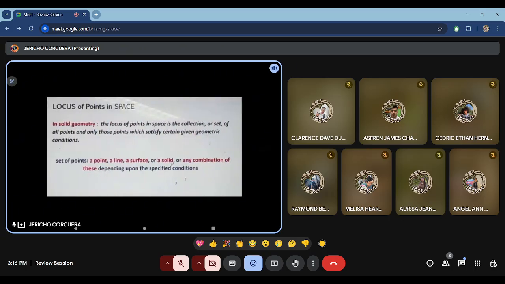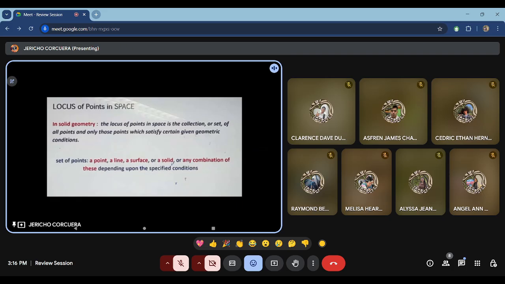Next, now we have the locus of points in space, in solid geometry. The locus of points in a plane is a collection or set of all points and only those points which satisfy certain given geometric conditions. So we have a set of points which can be a point, a line, a surface, or a solid, or any combination of these, depending upon the specified conditions, meaning that it is a conditional statement. It's not biconditional.